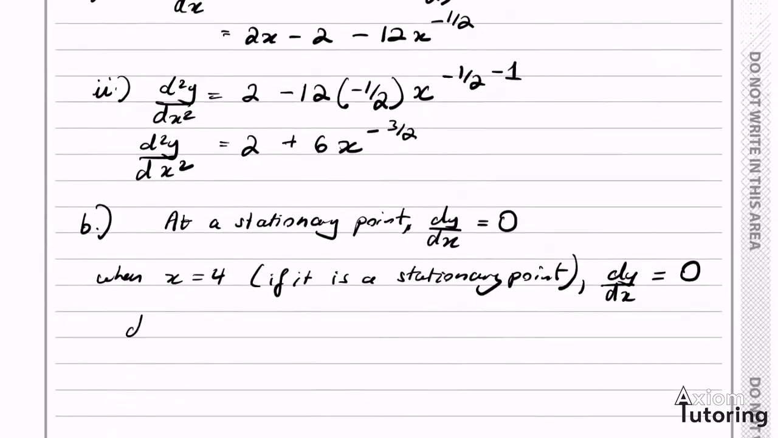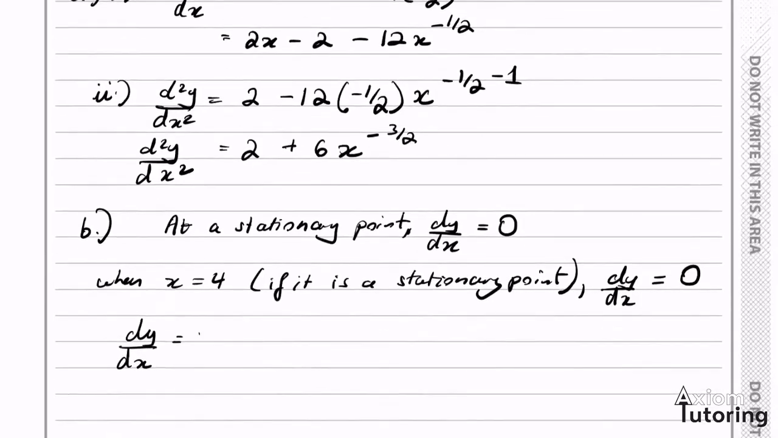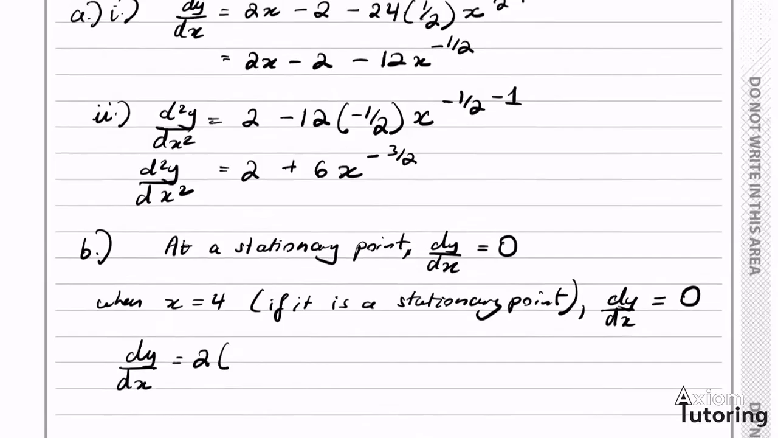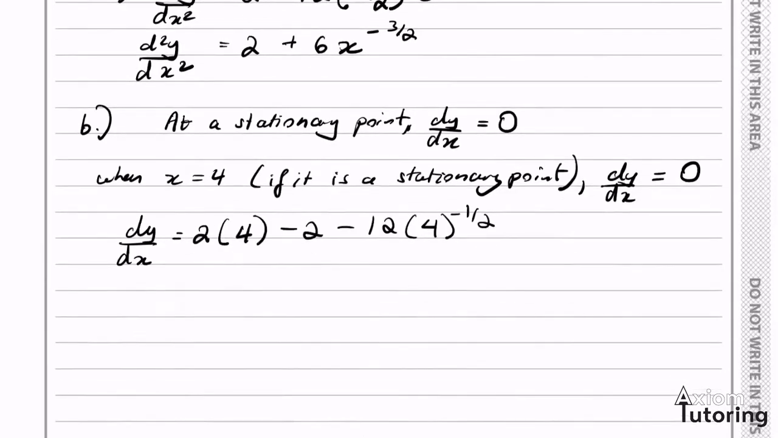So dy over dx equals 2 lots of, so we're substituting in x equals 4 here, so 2 lots of 4 minus 2, minus 12, 4 to the power of minus a half. So that comes from this term here. So let's multiply that out. So 2 times 4, that's 8, minus 2, minus 12.